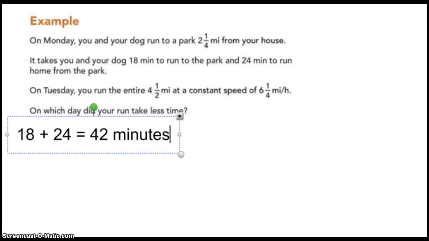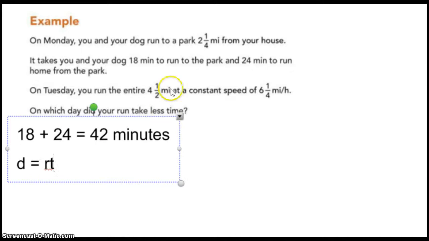That adds up to 42 minutes. Now for Tuesday, we want to use the formula distance equals rate times time. You might have heard of this formula before. It's something that helps us solve for either distance, rate, or time. In this problem, we know the distance is 4 1/2 miles, and we know that the rate is 6 1/4 miles. So for D, we are going to put the distance.